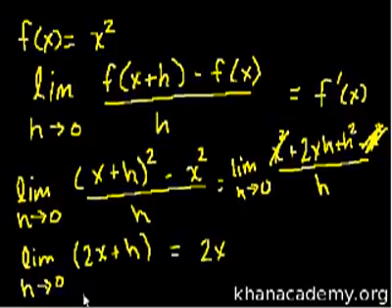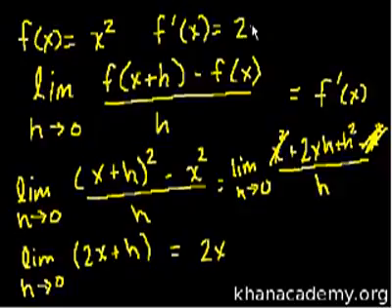So there we have it. The limit as h approaches 0 is equal to 2x. So now we know that this is equal to f prime of x. So the derivative of f of x, which is denoted by f prime of x, is equal to 2x. Well, what does this tell us? What have we done for ourselves?